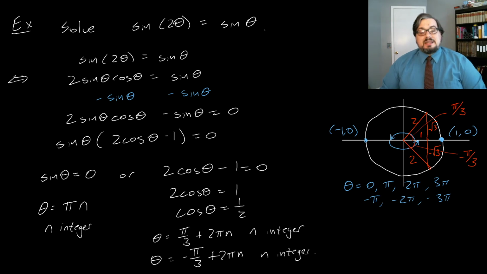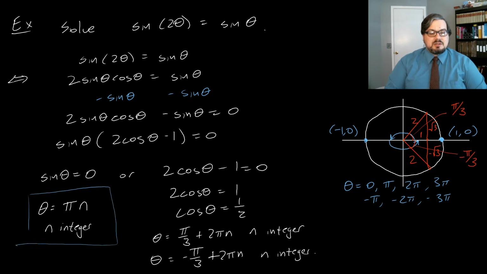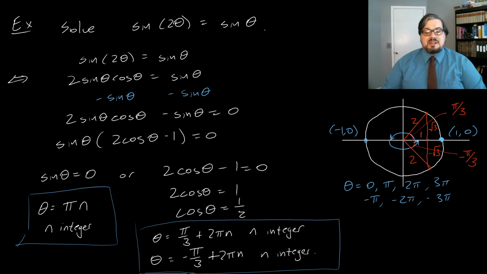So in this problem, we get three families of solutions: multiples of pi, and then angles that are a multiple of 2 pi more or less than either pi over 3 or negative pi over 3. And that's how we can use the double angle identities to solve equations. One of the other important things that we do with the double angle identities is we use them to find the half angle identities.